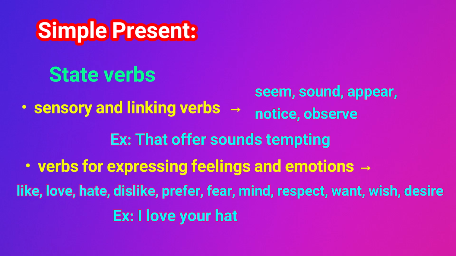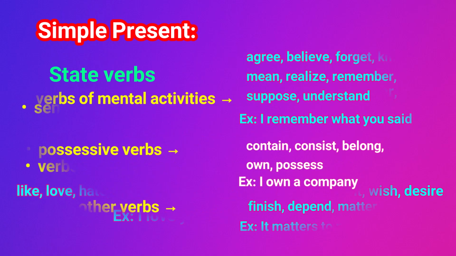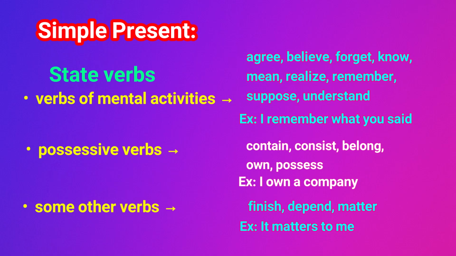Verbs for expressing feelings and emotions: like, love, hate, dislike, prefer, fear, mind, respect, wish, desire, want. For example, I love your hat. You don't hear someone say, I'm loving. Of course, we can say, I'm loving something, but in very specific situations, which we won't deal with now. Verbs of mental processes: agree, believe, forget, know, mean, realize, remember, suppose, understand. For example, I remember what you said.